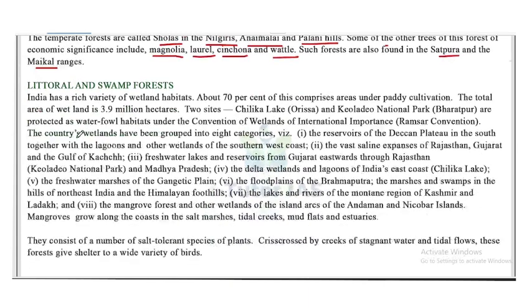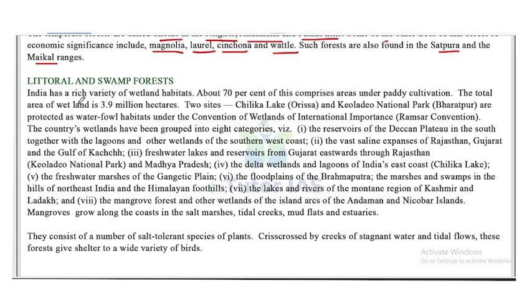Now, littoral and swamp forest. India has a rich variety of wetlands habitat. About 70% of this comprises areas under paddy cultivation. The total area of wetland is 3.9 million hectares. Two sites, that is Chilika Lake in Orissa and Keoladeo National Park in Bharatpur, are protected as waterfowl habitats under the conservation of wetlands of international importance, that is called Ramsar conservation.